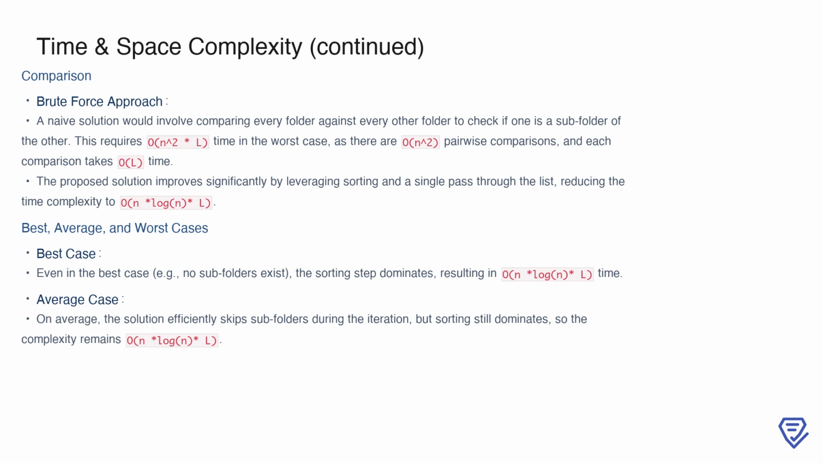Our optimized solution significantly improves on this by leveraging sorting and a single pass through the list. By sorting the folders first and then iterating only once, we reduce the time complexity to O(n log n * L), which is a substantial improvement. Furthermore, looking at different scenarios, even in the best case, such as when there are no subfolders, the sorting step still dominates, giving a time complexity of O(n log n * L). This is the case regardless of whether the input is simple or complex.